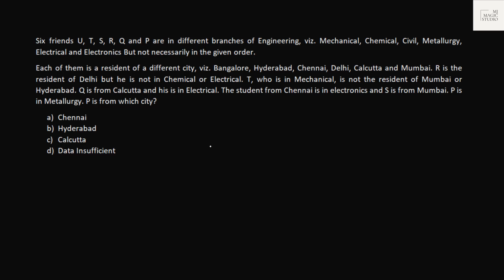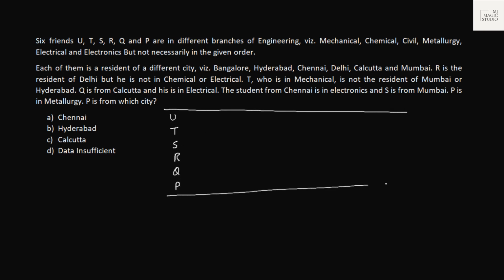Now, why I picked up this one is to show you that these kinds of questions can be very easily solved if we start by preparing a grid. Six friends, U, T, S, R, Q, P, are in different branches of engineering.